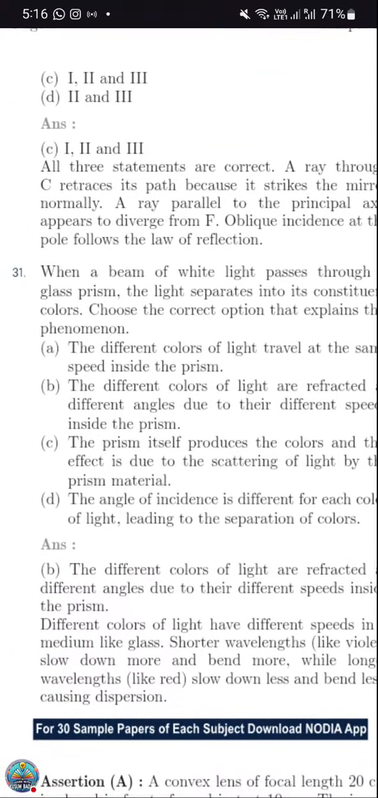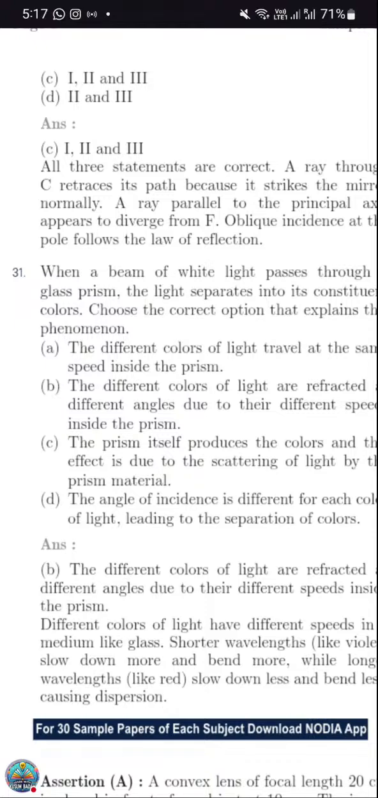Okay, so as all the 3 conditions are proper, no, you have given the wrong answer, not B. Option number C will come. All the 3 are correct. First one, if it is passing through center of curvature, it will retrace its path, means it will go straight. And if it is passing parallel, it will move through focus. And fourth one, if it falls on the pole with the same angle, it will reflect back. Okay, all the three given statements were correct.